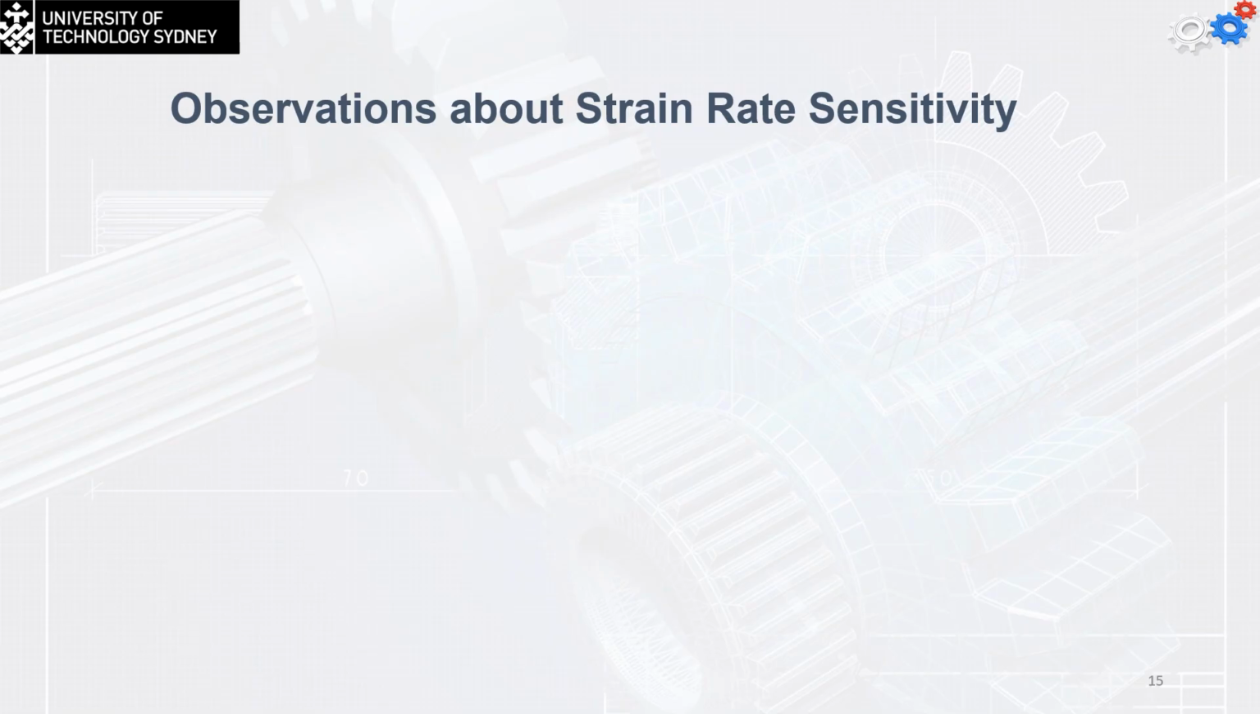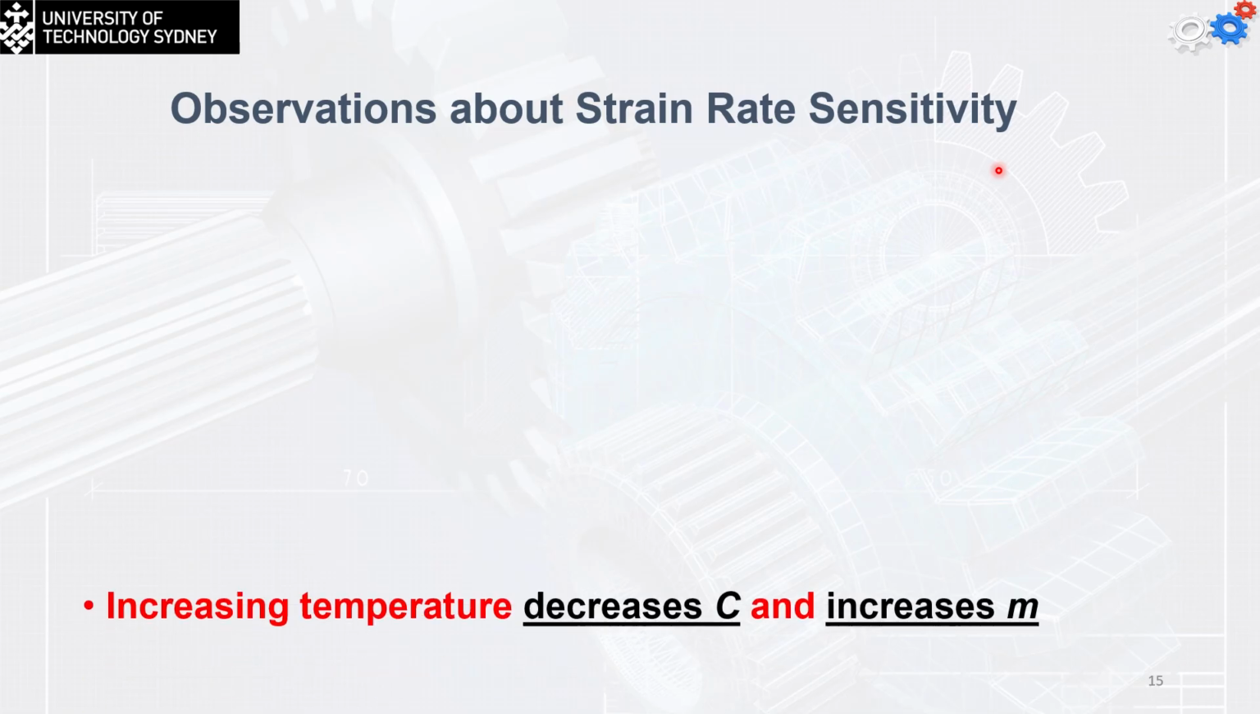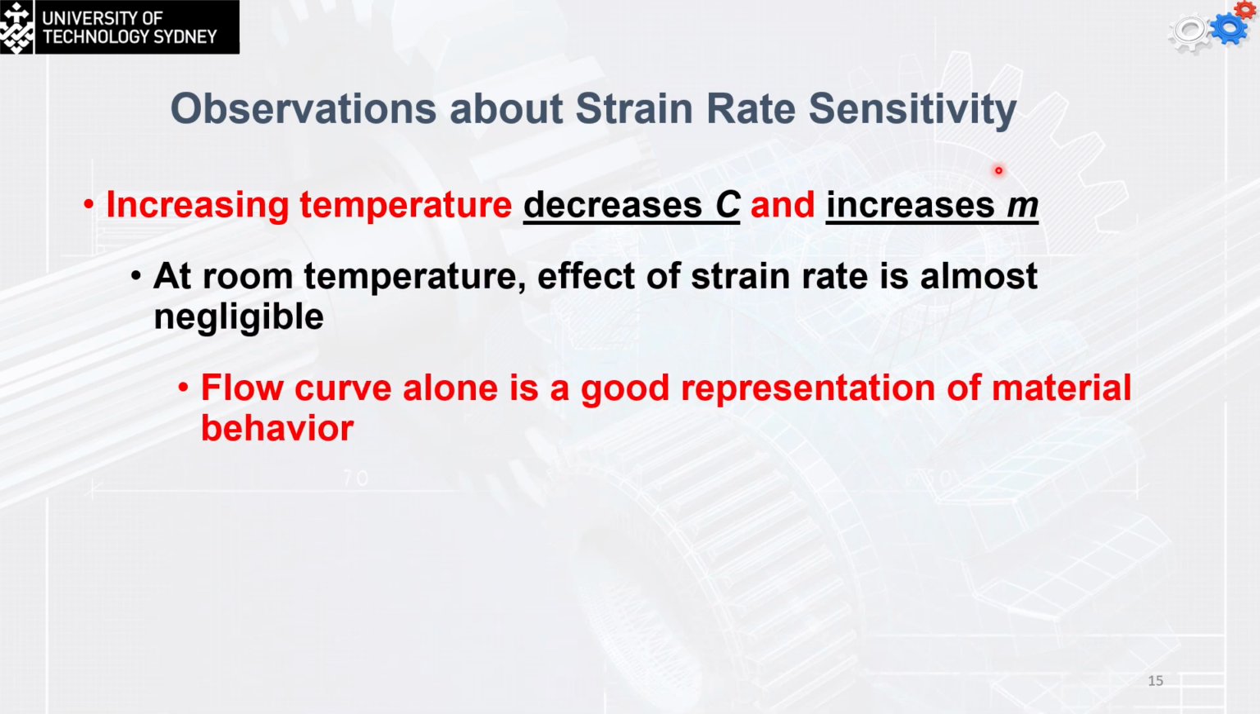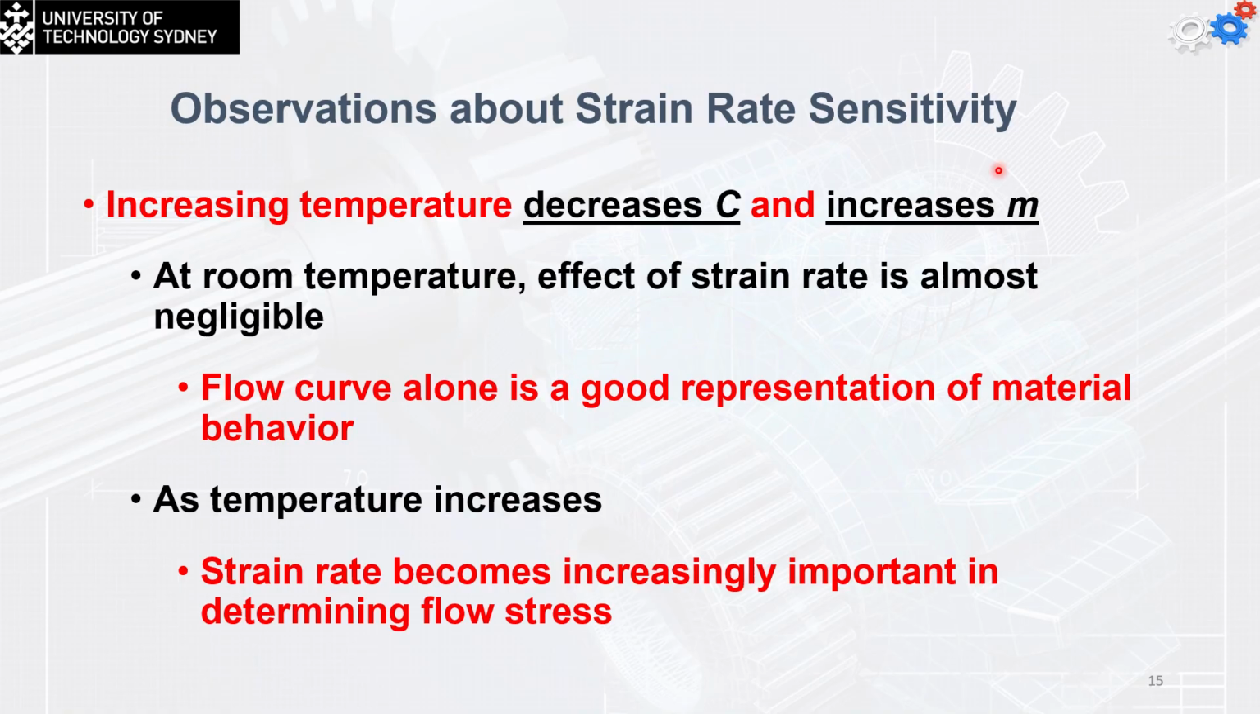Now, some observations on the strain rate sensitivity. Increasing temperature decreases the C, but increases the m. At room temperature, the effect of the strain rate is almost negligible, and the flow curve alone is a good representation of the material behavior. As the temperature increases, the strain rate becomes increasingly important in determining the flow stress, because the C value and the m value change.